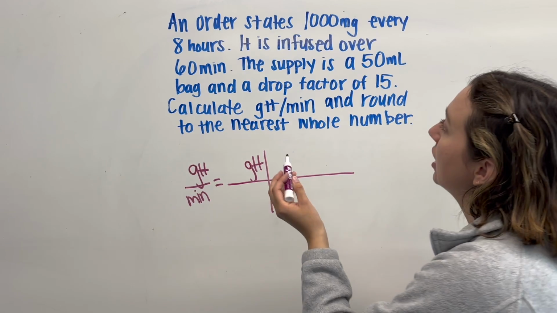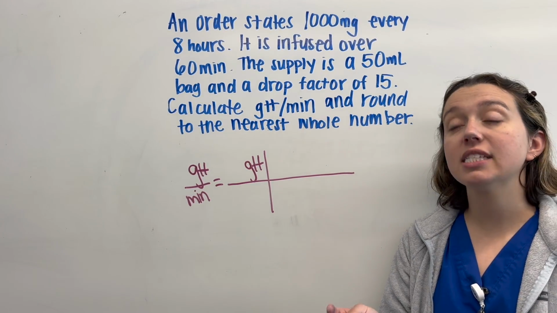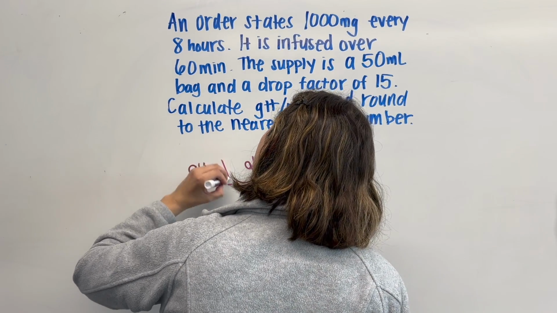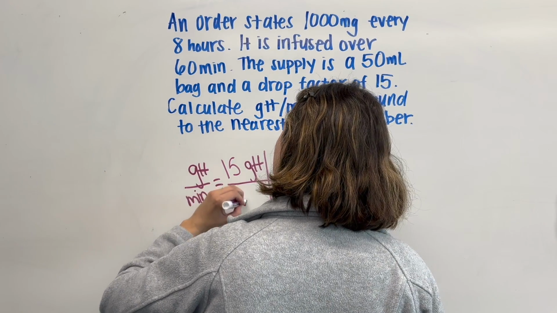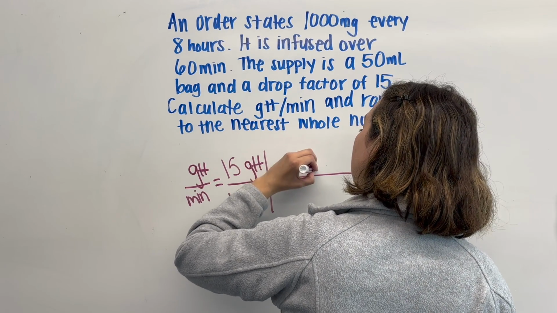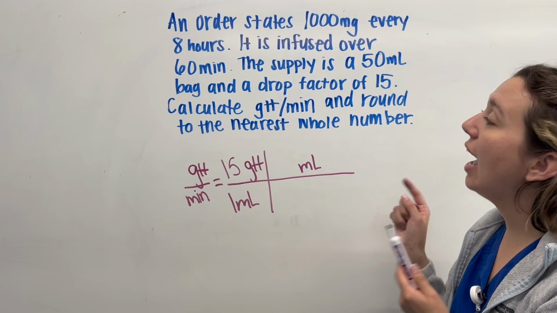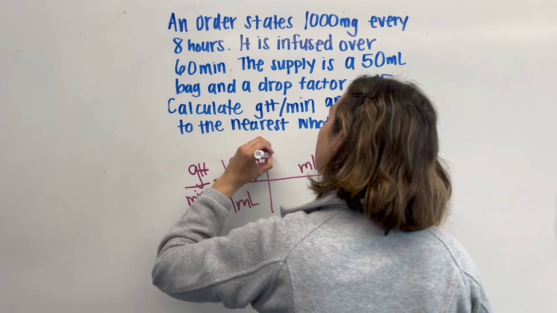So when I look on here, I see that it says it has a drop factor of 15. A drop factor means that there's 15 drops per 1 ml. So we're gonna have 15 here. And then we know its sister is 1 ml. With my always rule, I have to put ml up here. And then when I look back at my problem, I'm gonna see where I have milliliters. We have 50 milliliters.